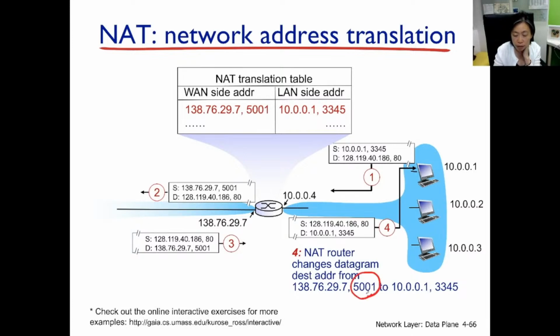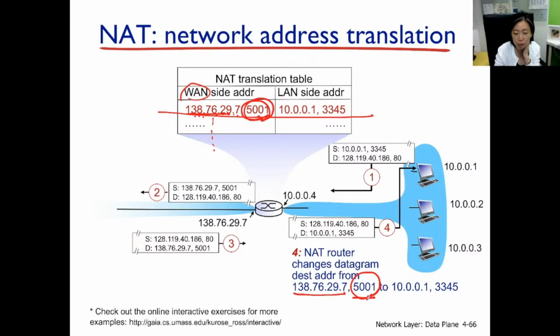Let's look at the destination port number, and then go to the table. Look up the entry in the table such that the port number on the WAN side matches the destination port number. Now, the destination IP address is definitely going to match the WAN side IP address because the WAN side IP address is just 138.76.29.7. So this unique new port number is the key.